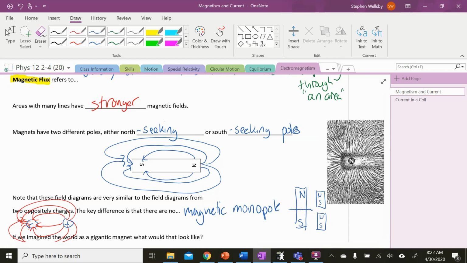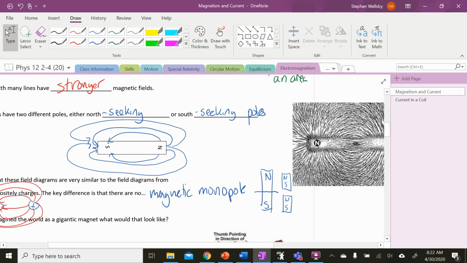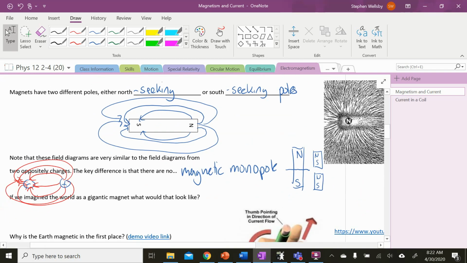You cannot have just a north pole on its own or a south pole on its own. You discover one of those, and that's a guaranteed Nobel Prize for you. So far, we have never found a magnetic monopole, and as far as we know, they don't exist. Okay, so that is bar magnets. That's pretty much what you need to know about bar magnets.